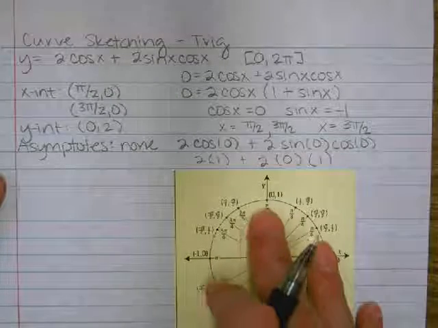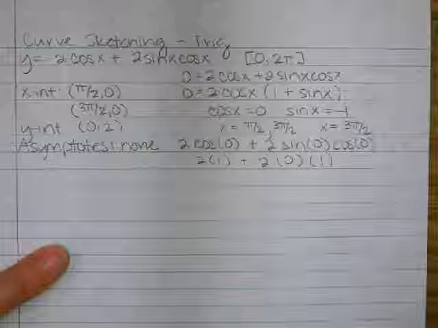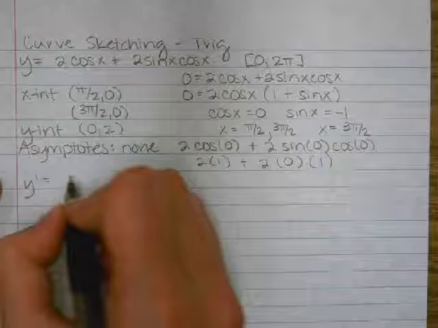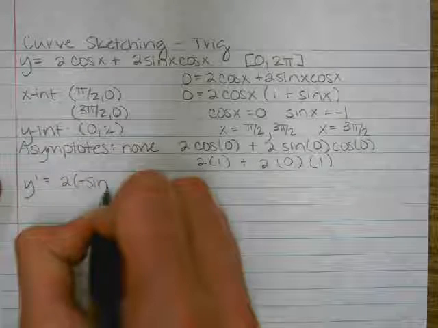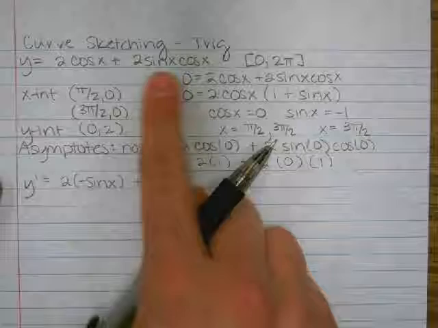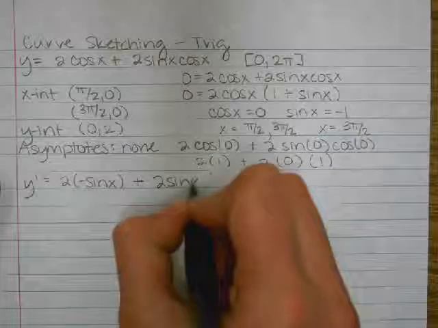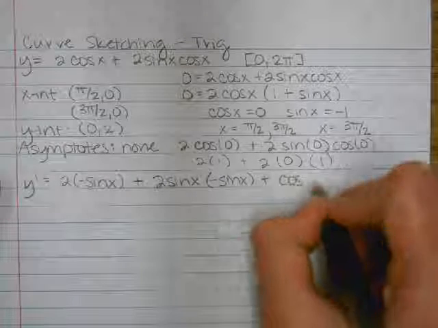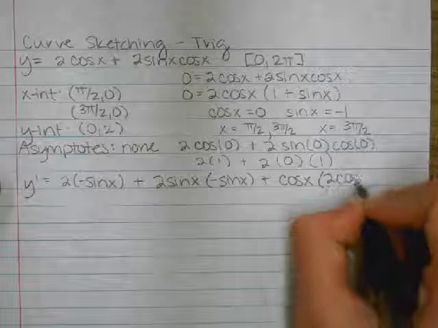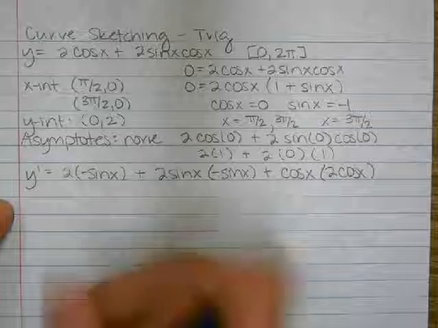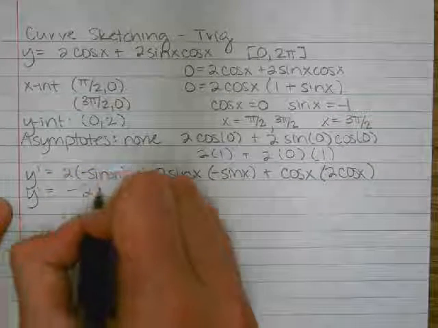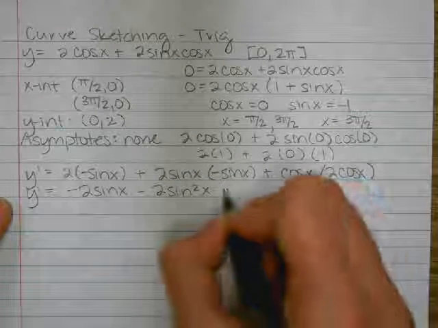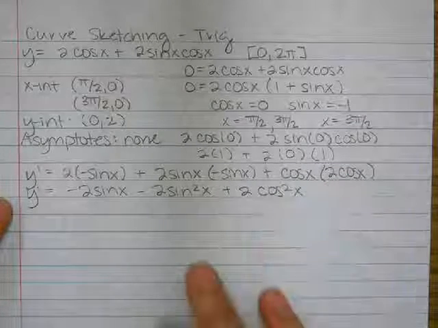Okay. So next, we want to look at what we can find from the first derivative. So the first derivative is going to be the derivative of this piece, so that's 2 times negative sine x plus, and then over here we have the product rule. So I've got the first term multiplied by the derivative of the second term plus the second term multiplied by the derivative of the first term. And so that leaves me with -2 sine x minus 2 sine squared x plus 2 cos squared x.